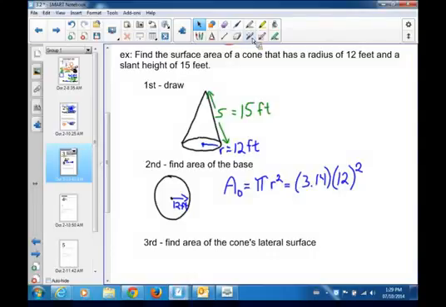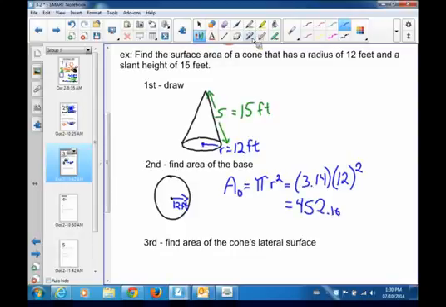You have a calculator with the square button? You might be right. 144 times 3. Yeah. So I know it's going to be, is it 400-ish you said? Yeah. 450-ish. 3.14 times 12 squared. Yeah, 452.16. I think you said that, didn't you? I don't really care about the decimals, but that's feet squared.